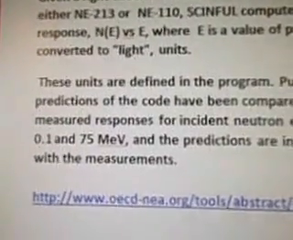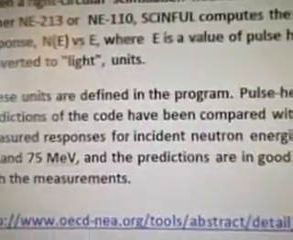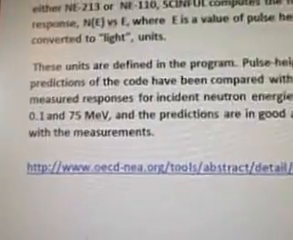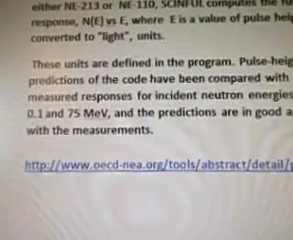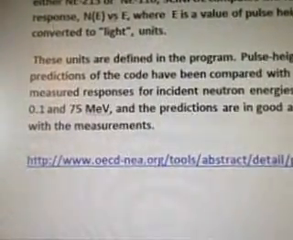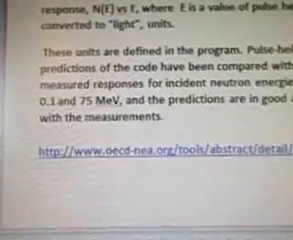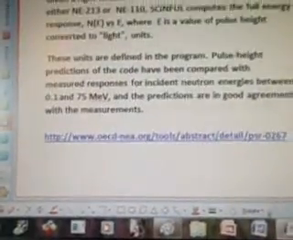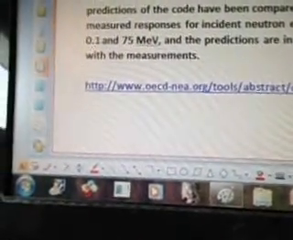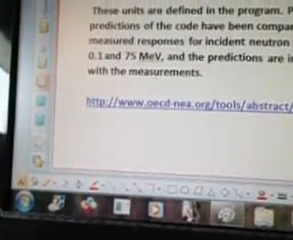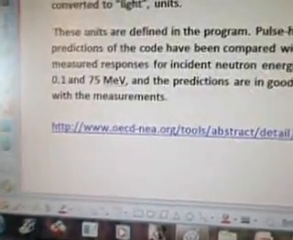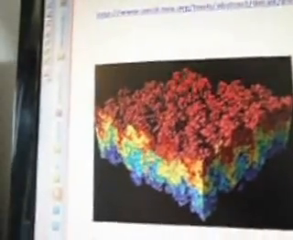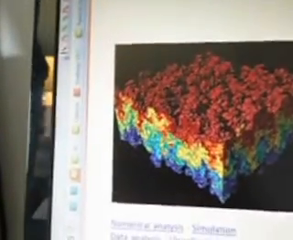These units are defined in the program pulse height. Predictions of the code have been compared with measured responses for incident neutron energy between 0.1 and 7.5 MeV, and the predictions are in good agreement with the measurements. And that's from www.oecd-nea.org. And here's a picture here. Kind of looks like, reminds me of shepherd's pie in colors.